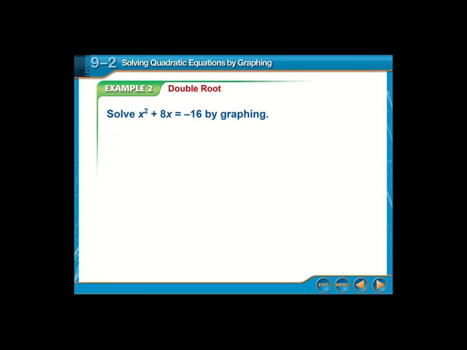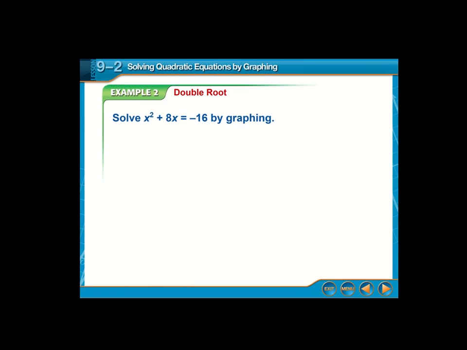Okay, so we're going to do this one together. Solve x squared plus 8x plus 16 by graphing. The first thing I'm going to do is move that 16 over to the other side. I'm going to find my axis of symmetry. So negative b over 2a is -8 over 2 times 1. -8 over 2 is -4. So I am going to use that to find my vertex.